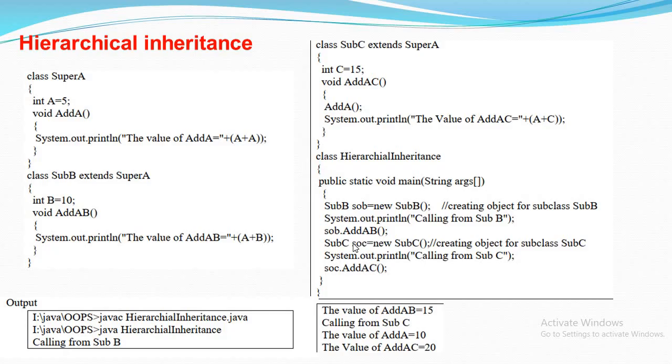For example, consider the college. The college acts as the one base class. We can have a number of departments like AI&DS, CSE, IT, and mechanical. This is the example for hierarchical inheritance.